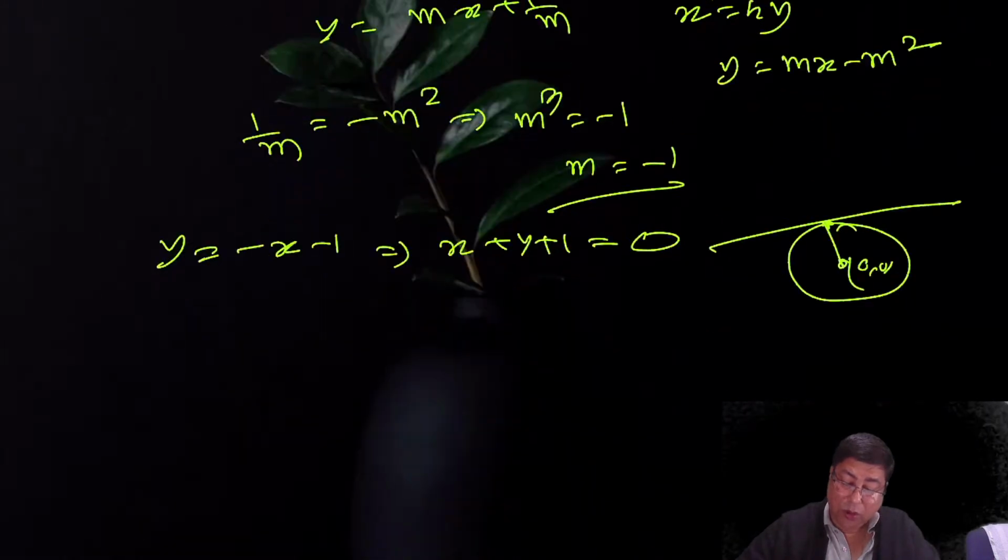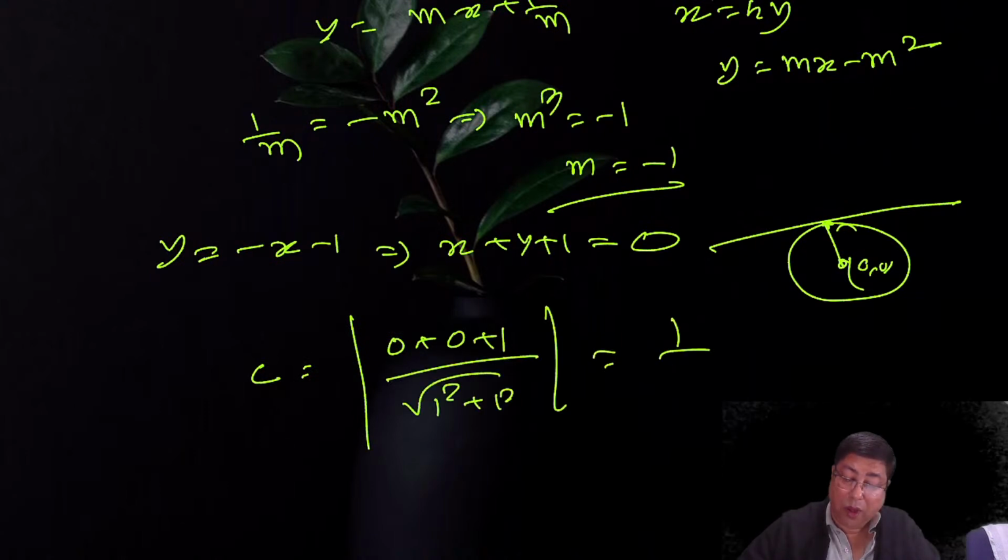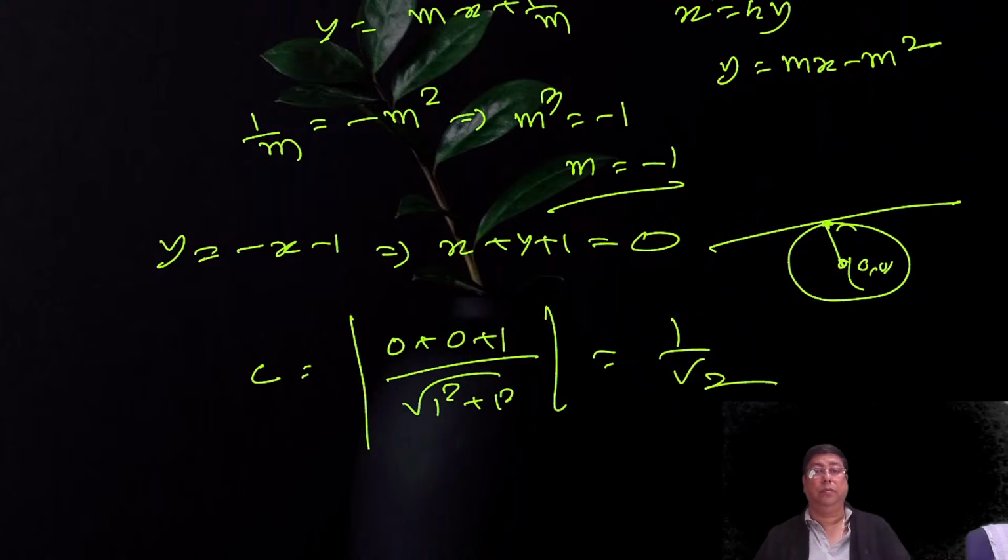Therefore C equal to the perpendicular distance formula, 1 by root over a square plus b square. So 1 by root 2. Sum is over. Next sum.